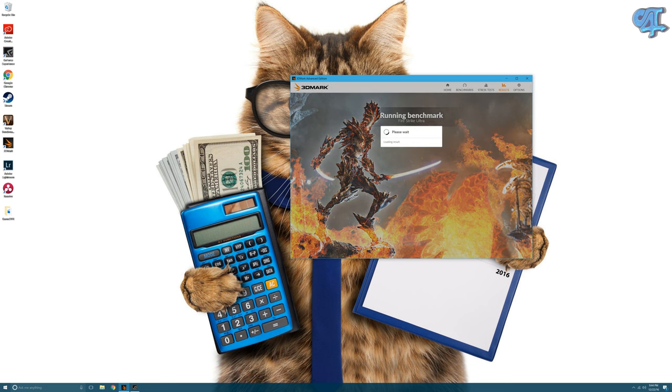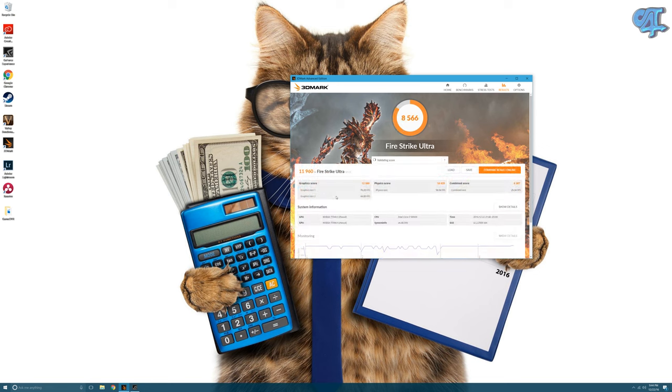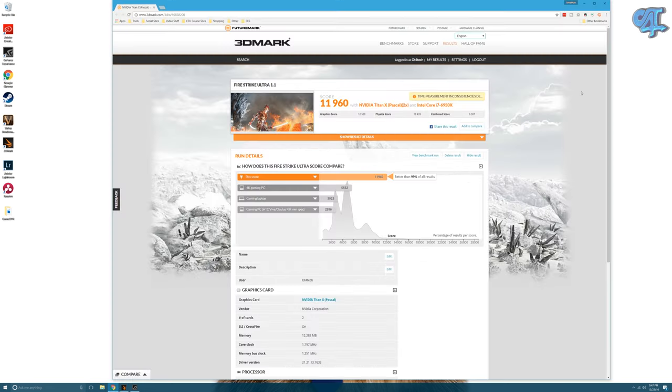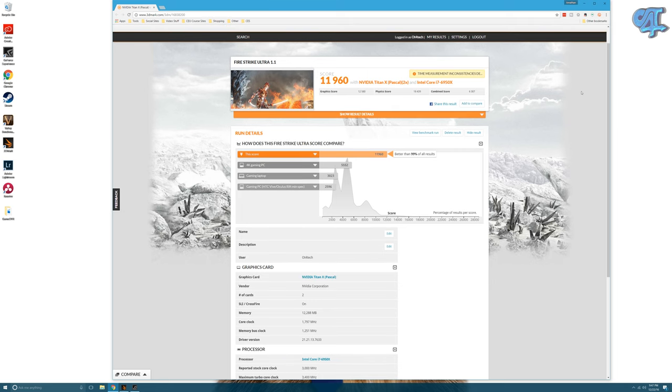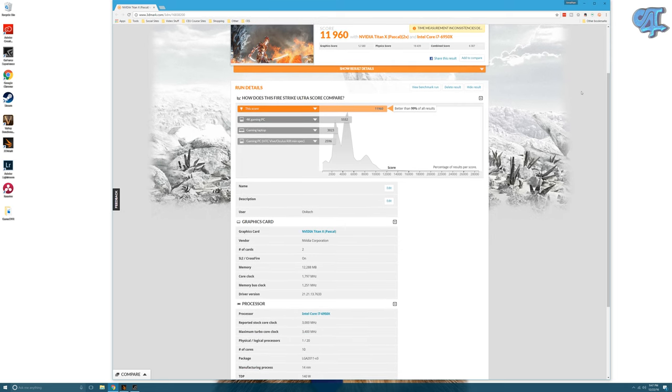Next up, we have the Fire Strike Ultra test, again running at the highest settings, and you can see the results of this test right here. And you can see that I am in the 99th percentile, which is awesome.